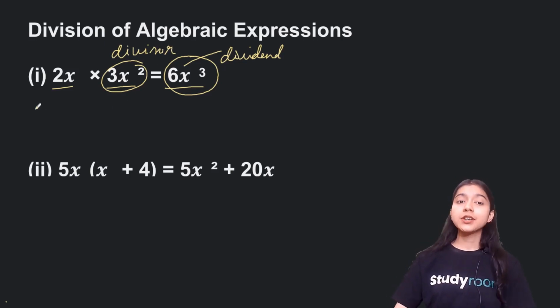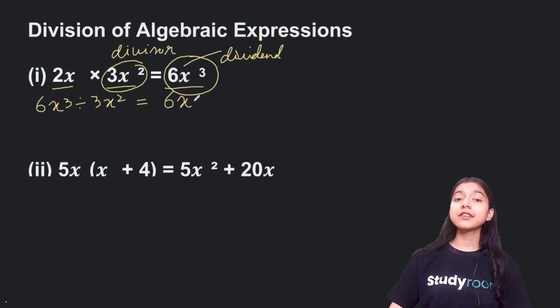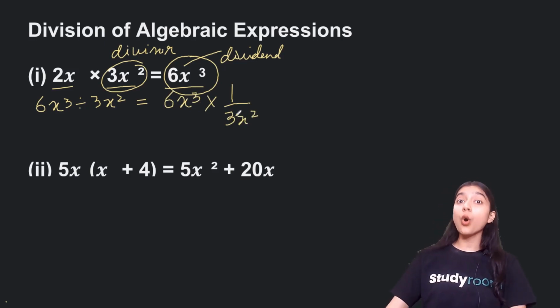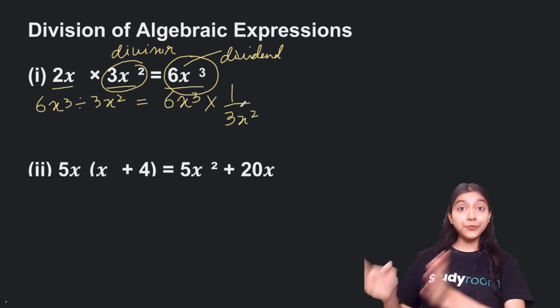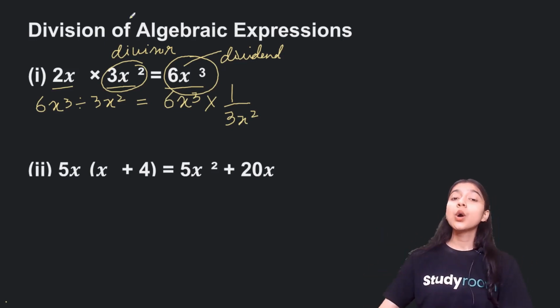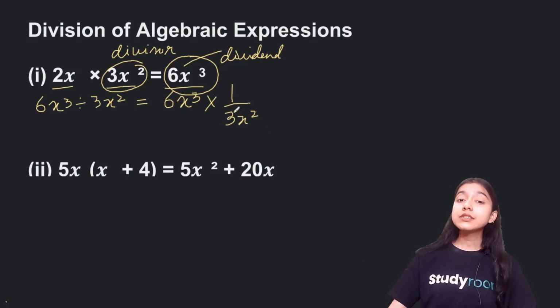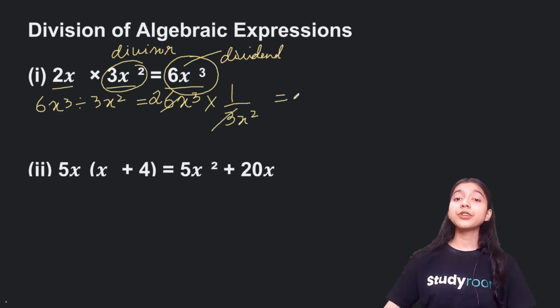Now, let us divide it. So, we have to divide 6x cubed by 3x squared. This can be done by writing 6x cubed multiplied with 1 by 3x squared. Because when we convert the sign of division to multiplication, we take the reciprocal of the term that is after, the second term. So, we took the reciprocal of 3x squared, that is 1 by 3x squared. Now, this 3 will get cancelled with 6, leaving behind 2. So, we have over here 2.